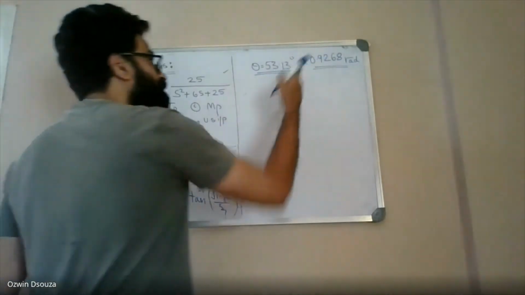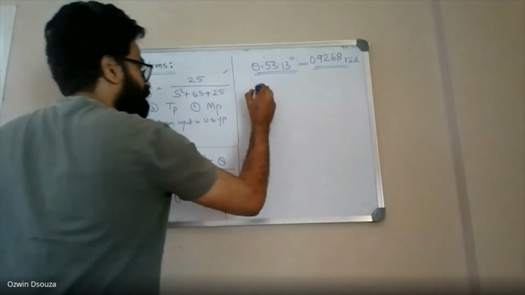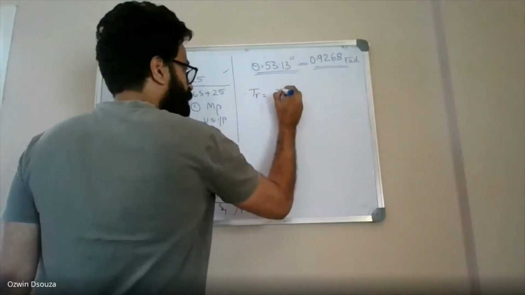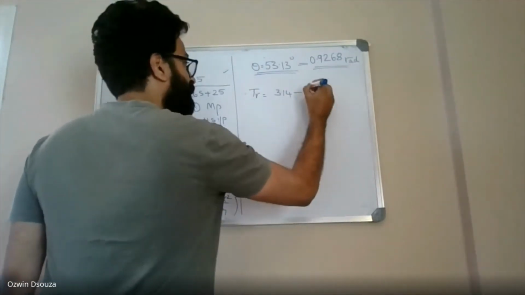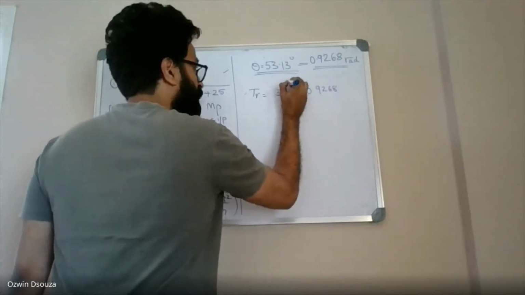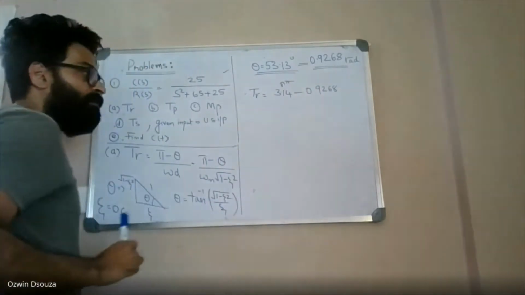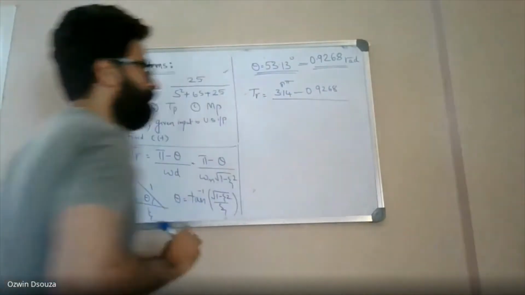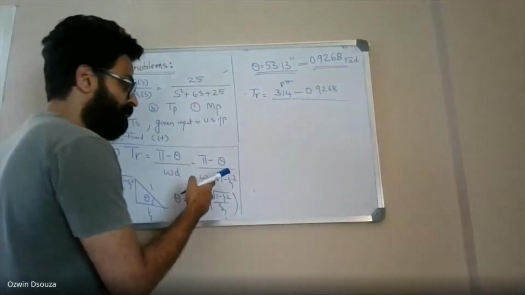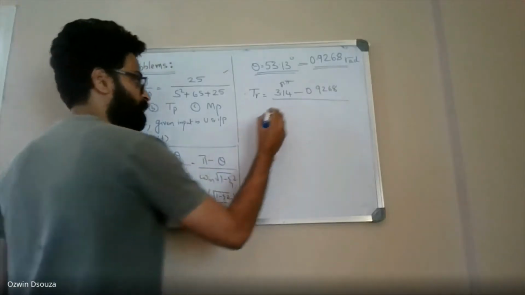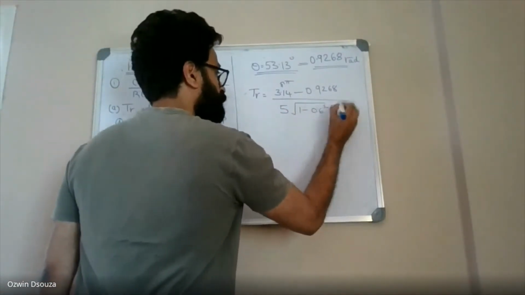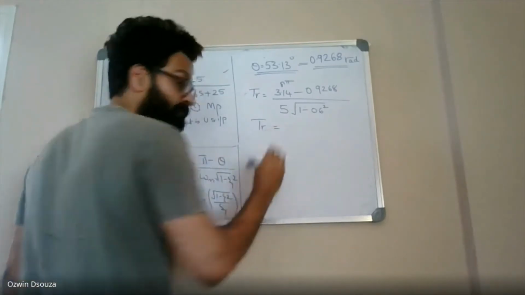So once you have the theta value, you can find TR. So TR is equal to pi, so pi is 3.14, minus theta, 0.9268. So this 3.14 refers to pi, divided by omega d, where omega d is omega n into under root 1 minus zeta square. So omega n is pi under root 1 minus 0.6 square. So find the value of TR.